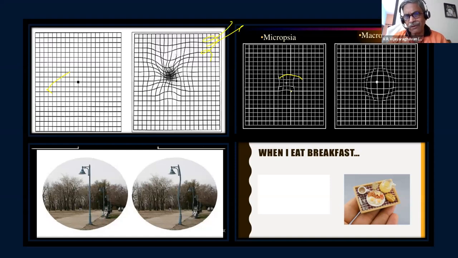See now, micropsia: small. See the macropsia, can you see the large size? See now the breakfast table, it appears in a small size. See the metamorphopsia: the lines are curved, a hole is there. So it appears curved for me. It's called metamorphopsia.